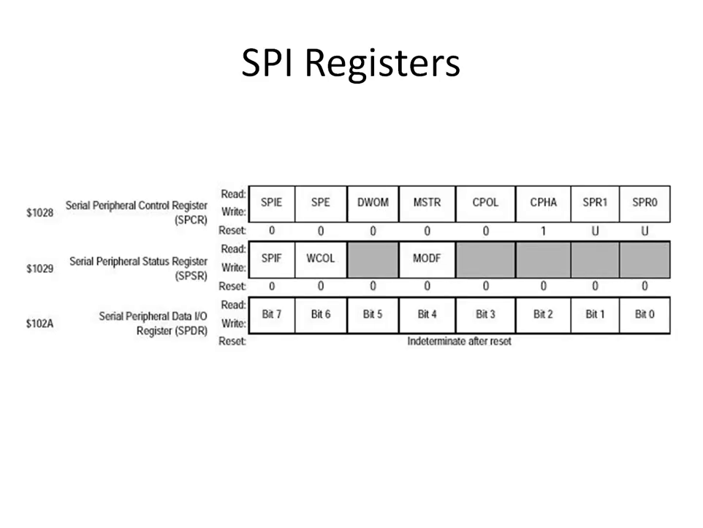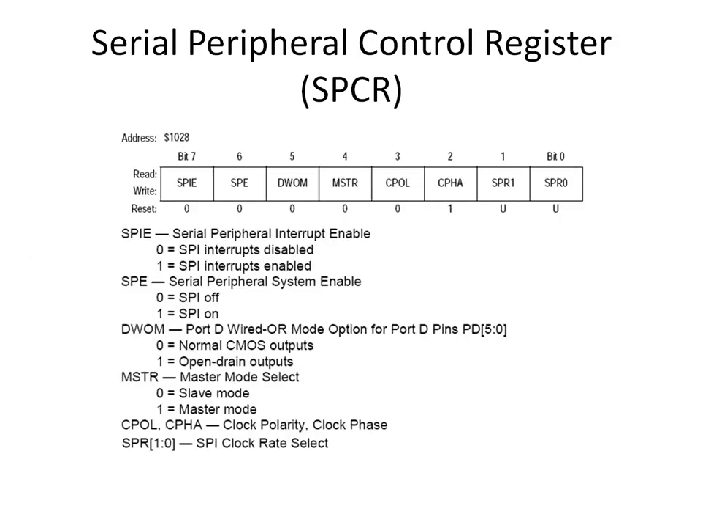The SPI registers are shown here. First, let's start off with the Serial Peripheral Control Register, the SPCR. It's found at address 1028. The next register, the Serial Peripheral Status Register, the SPSR, is found at address 1029. And finally, the Serial Peripheral Data I/O Register, the SPDR, at 102A. Let's take a look at each one of these.